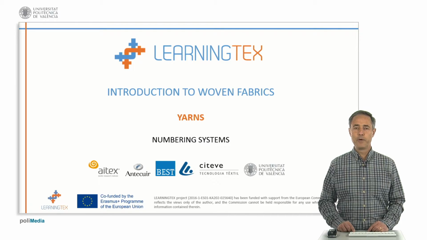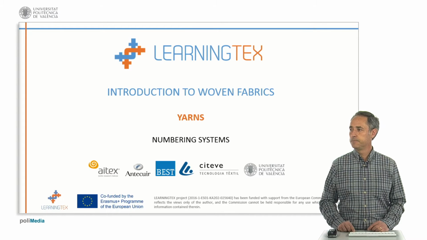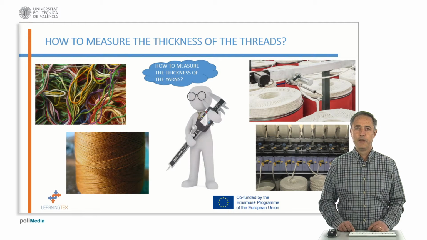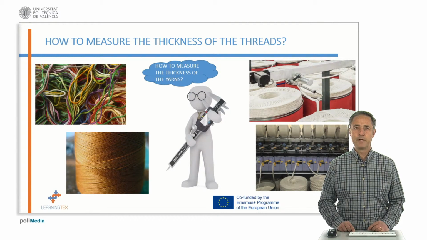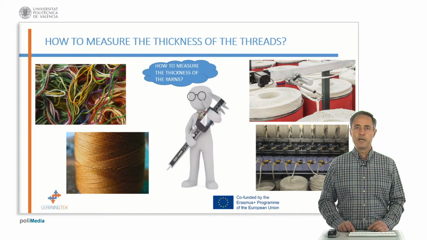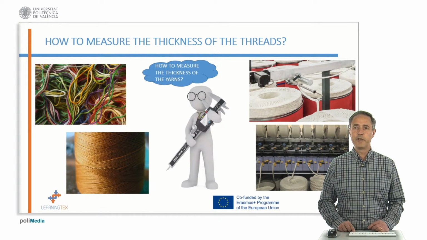In this unit, we are going to introduce you to the yarn parameters and the different characteristics of the yarns. Yarn selection for any specific application is based on many parameters. Yarn size is the primary consideration in achieving the functional and aesthetic requirements of the finished product.